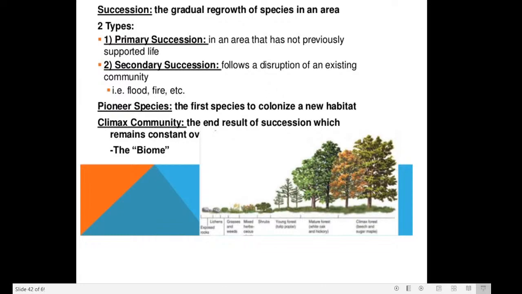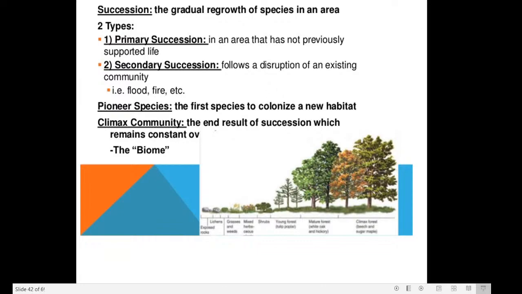Another way of putting it, primary successions occur in areas that previously did not support life. Rock does not support life, so if life develops from rock, that is called primary succession. Secondary succession means life developed from a previously existing community, disturbed maybe by a flood, a fire, or anything. In this, the pioneer species is produced. The first species to colonize a new habitat is called the pioneer species.